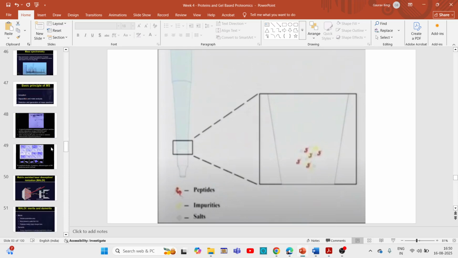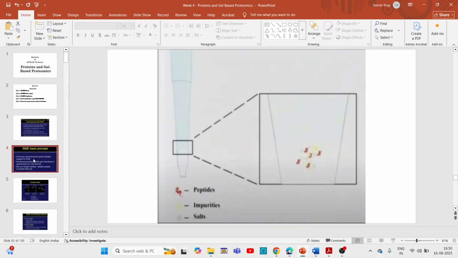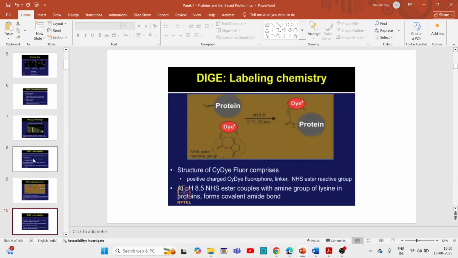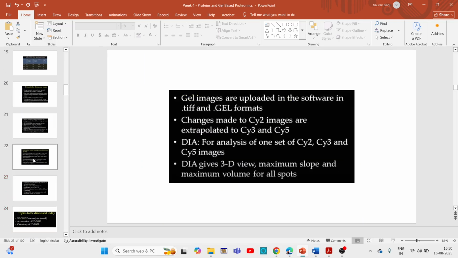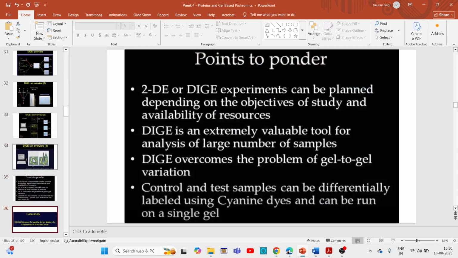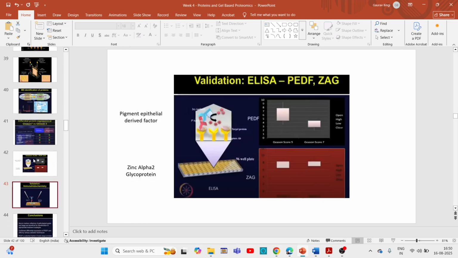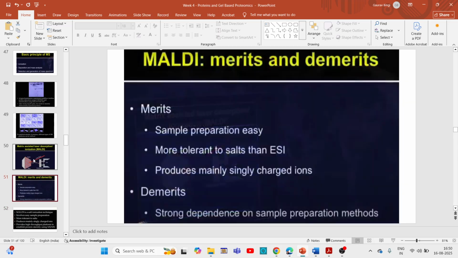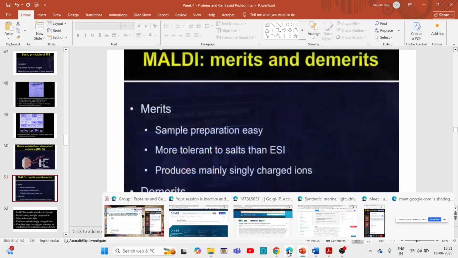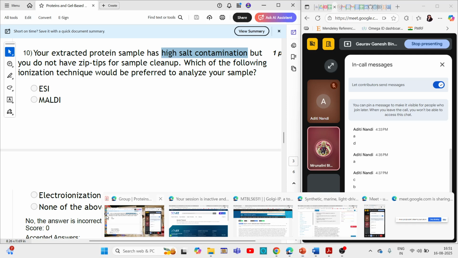So if you can see here in terms of MALDI advantages, which we talked about, that is MALDI here. Just a minute. So it is more tolerant to salts than ESI, and that's the advantage of MALDI. So even if your sample is contaminated with salt, you can still go with MALDI.